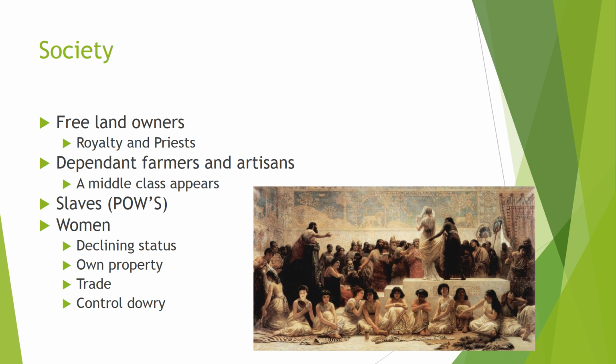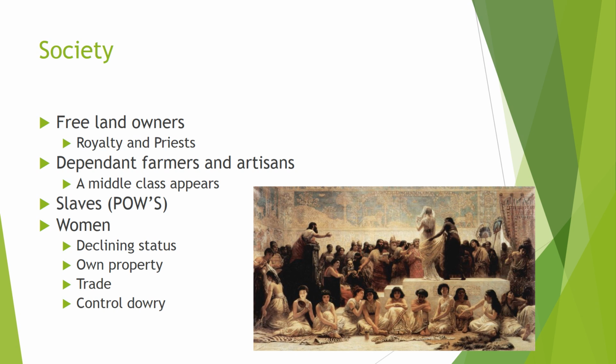Society breaks down here, looking at free land owners. Free land through the royalty and the priests. And then they'll become dependent on farmers and artisans. That's when your middle class will appear, right? When people that are working that land have more power and authority to do stuff, that's when you start seeing growth of a middle class. At the very bottom, once again, you have slaves, prisoners of war, through all that conquering that's taking place.